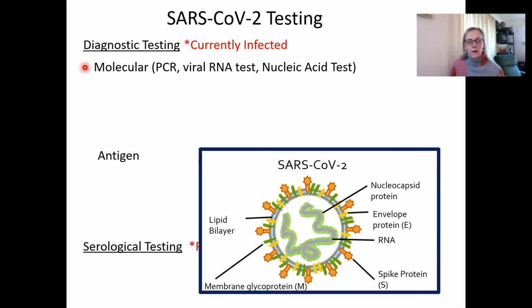For the molecular testing, what we're looking for is the viral RNA, or the genetic material that encodes everything for the virus. For the antigen testing, we're actually testing for the proteins that are made by the virus. Most antigen tests test for the nucleocapsid protein, and the reason for this is because it's just overexpressed more so than other proteins like the spike protein.